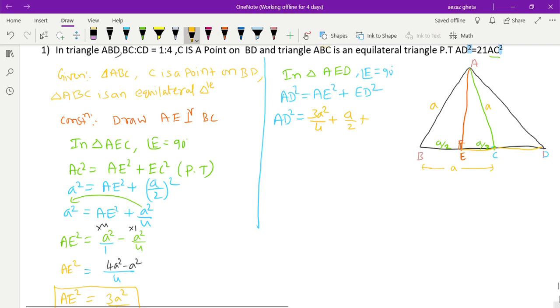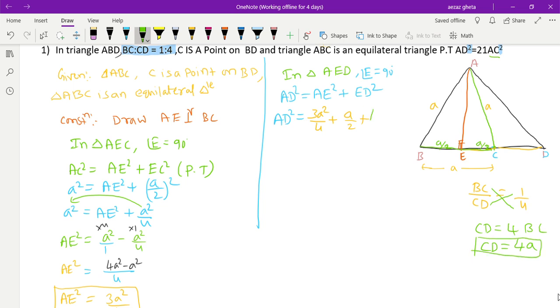But they have given one ratio if you read the question. You can see that here BC by CD is equal to 1 by 4. If I cross multiply, I will get CD is equal to 4 BC. BC is the whole side, which is nothing but a. So CD is 4a, and this will come whole square. ED is this. So AD square is equal to 3a square by 4.